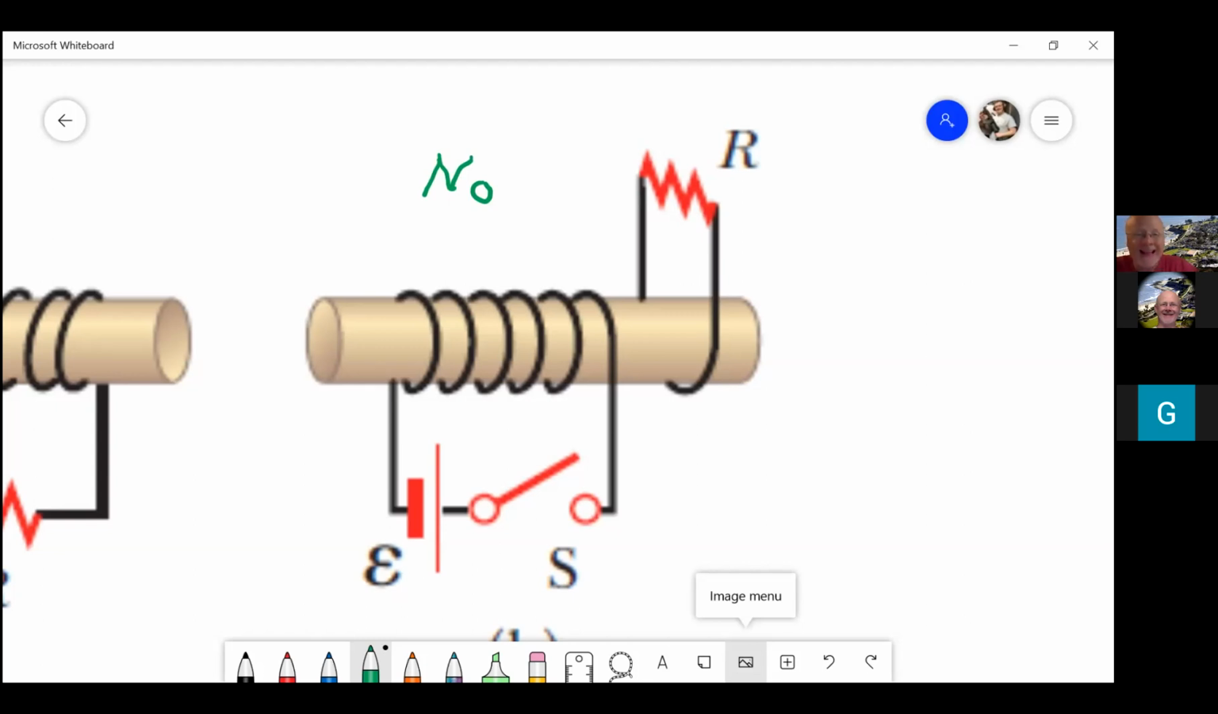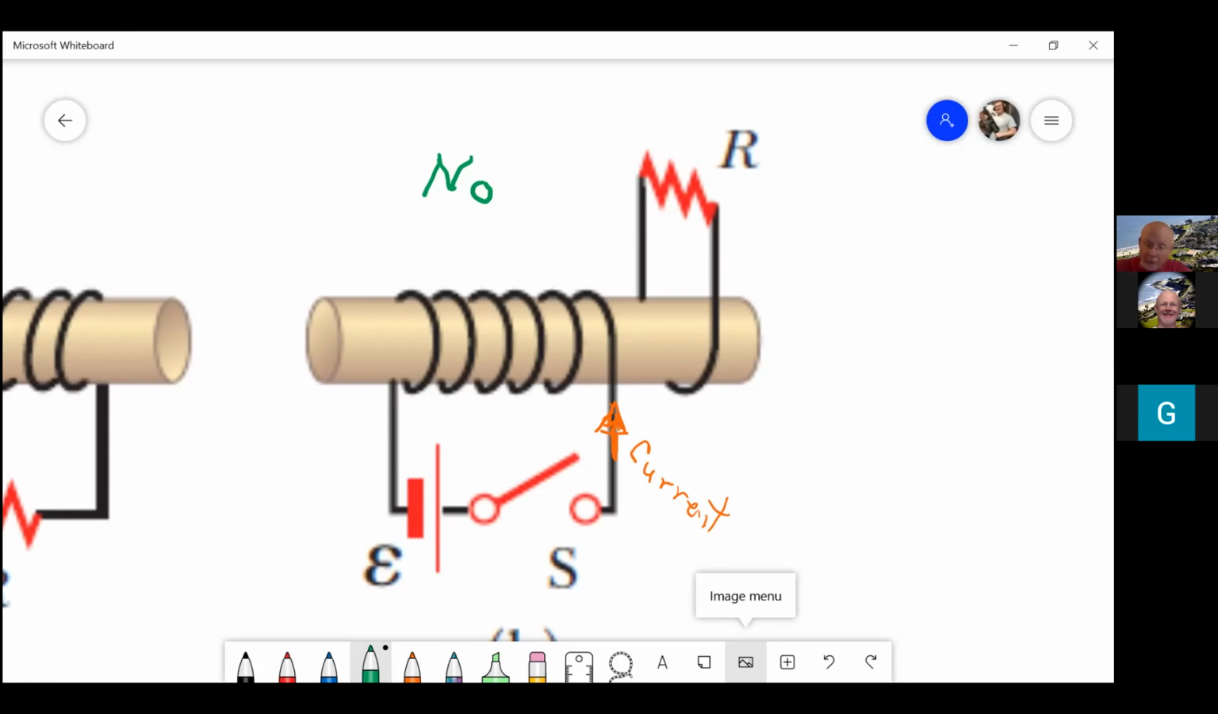However, as soon as I turn on the current, and it looks like in the last one I did orange for current, so I'll do that. I'm going to put a little arrowhead in orange and say, okay, as soon as I close it, there is now going to be some current in there. And then that current, so we've got to go back to chapter 30 and say, all right, that current is going to make some flux. Well, which way? Well, here's where right-hand rule number two comes into play.